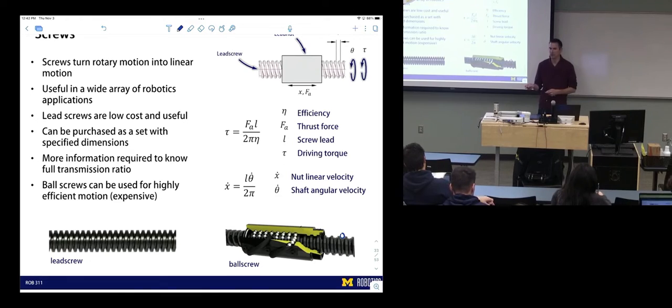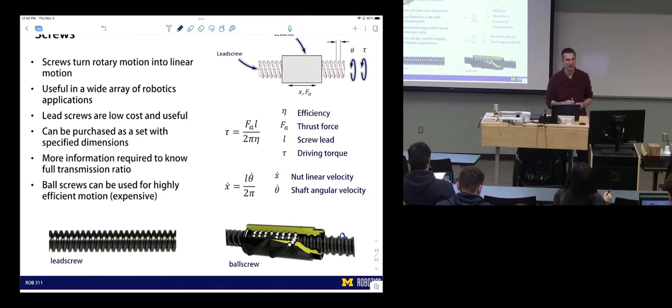I brought in a lead screw one time. You guys got to play with that. And that one was actually really efficient for a lead screw. You could hold it and it would drop the screw down and spin it. Cool, good. Now those equations.